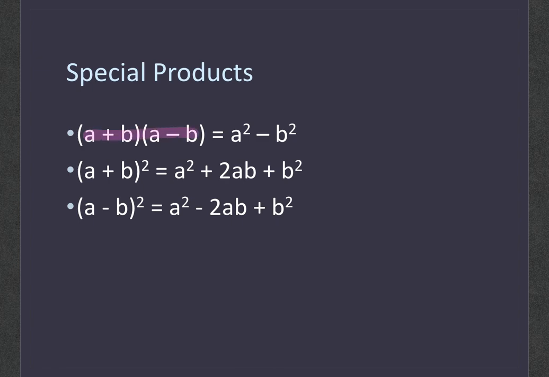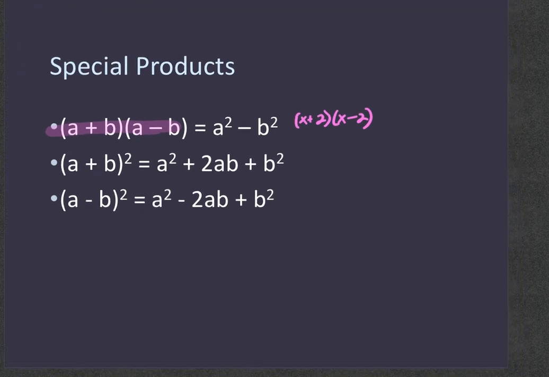The first is if they are the exact same terms, but one's got a plus and one's got a minus. So it would look like an x plus 2 and an x minus 2 here. That's the difference of 2 squares. And the shortcut there is just to square the first term. So I would square x and I get x squared. Square the second term, which is 2, and I get 4. And then put a minus between them. So that's one of the shortcuts.